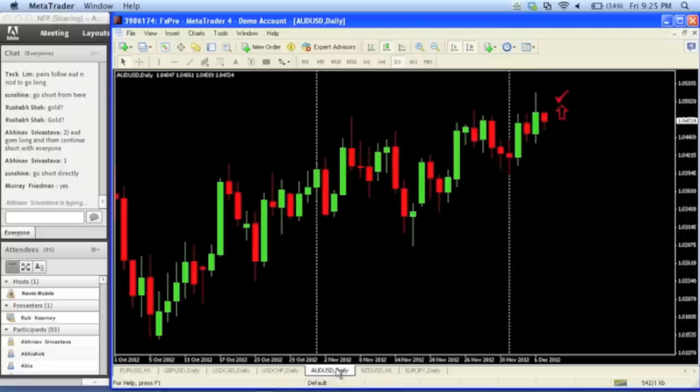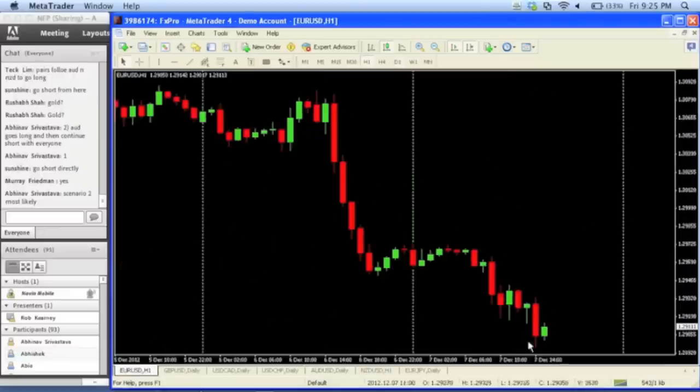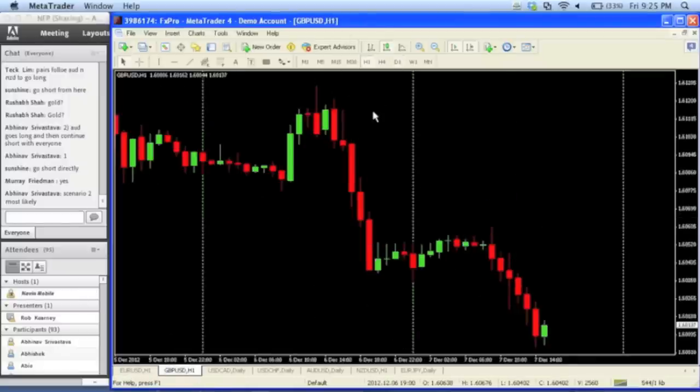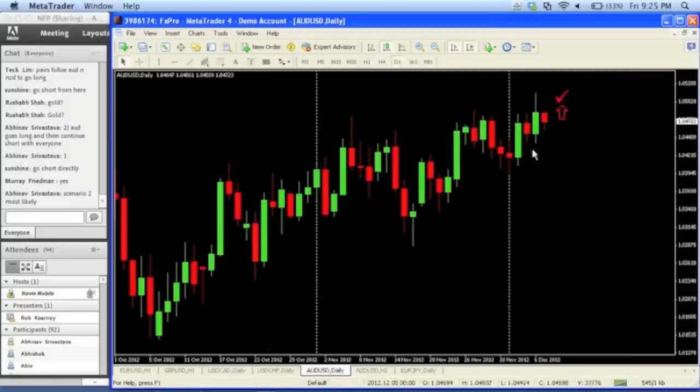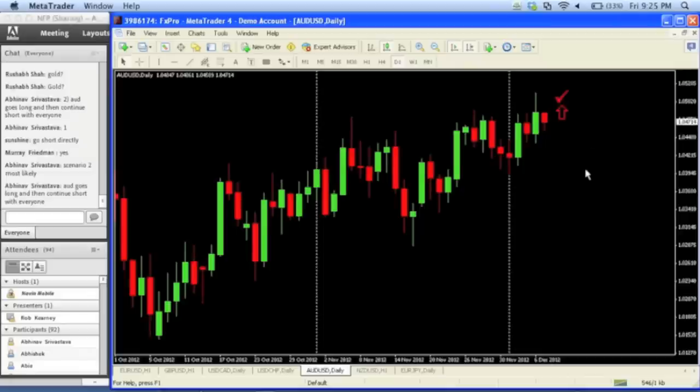That gives us two scenarios remaining. One is the markets continue long because Aussie dollar and New Zealand dollar is still pending. Do we have any indications for a long on euro or pound or anything? Nothing really so far. And then the next scenario was that we do go long, but as a short spike from the NFP, and then we continue short for the rest of the day.